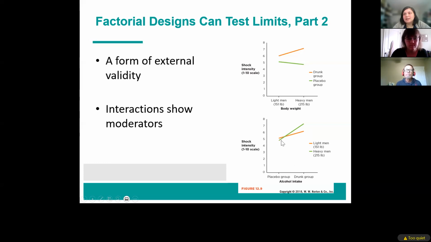Okay. And notice how I say among light men. When you do this comparison, you say among those in the placebo group, and you talk about the differences here. Among the drunk group, there were differences in light and heavy men. But now when you're doing the lines, you say it's among light men and the difference is between placebo and drunk. And who wants to take a stab at the green line? Can I try again? Sure. Okay. So among heavy men, the drunk group had higher shock intensity levels than the placebo group. Perfect.